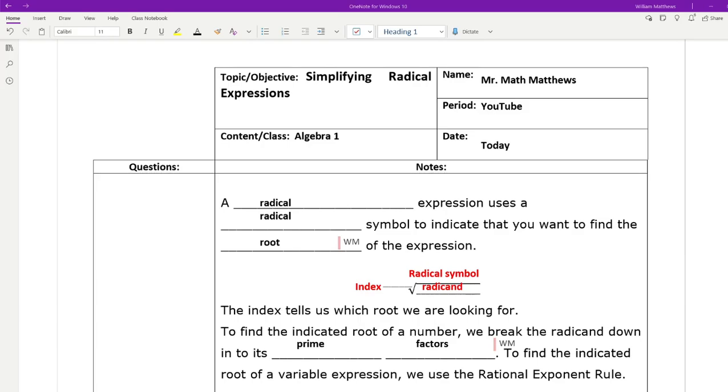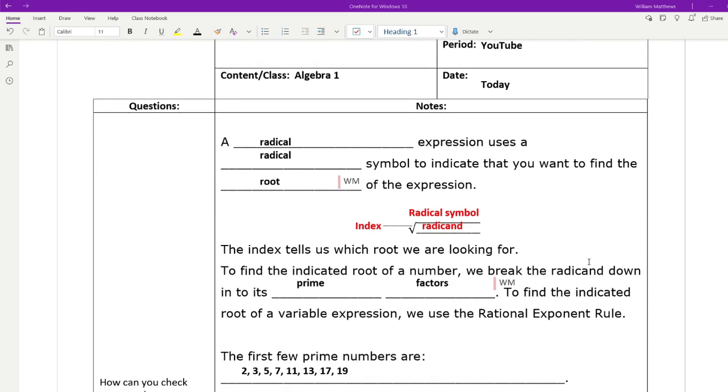Today we'll be simplifying radical expressions. A radical expression uses a radical symbol to indicate that you want to find the root of the expression. In the setup, this is one of the most common symbols you'll see in movies and everything, showing off fancy math: the root, the radical symbol.